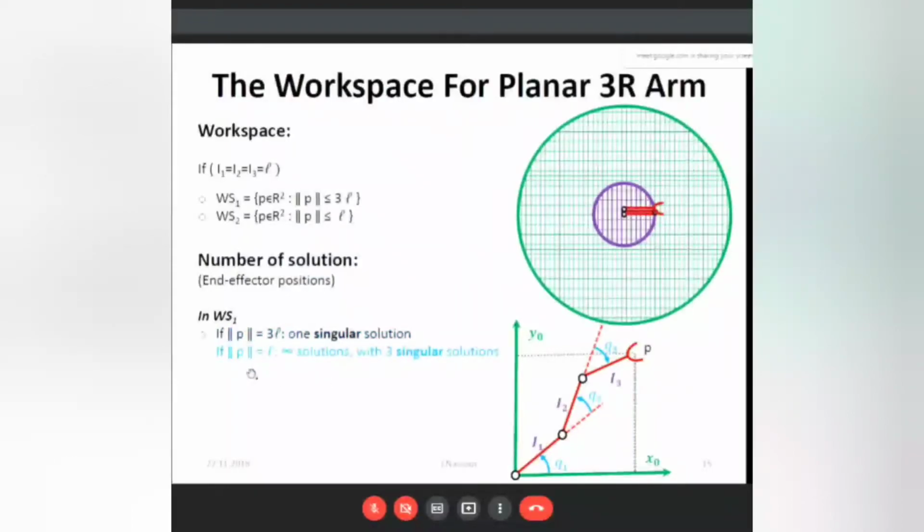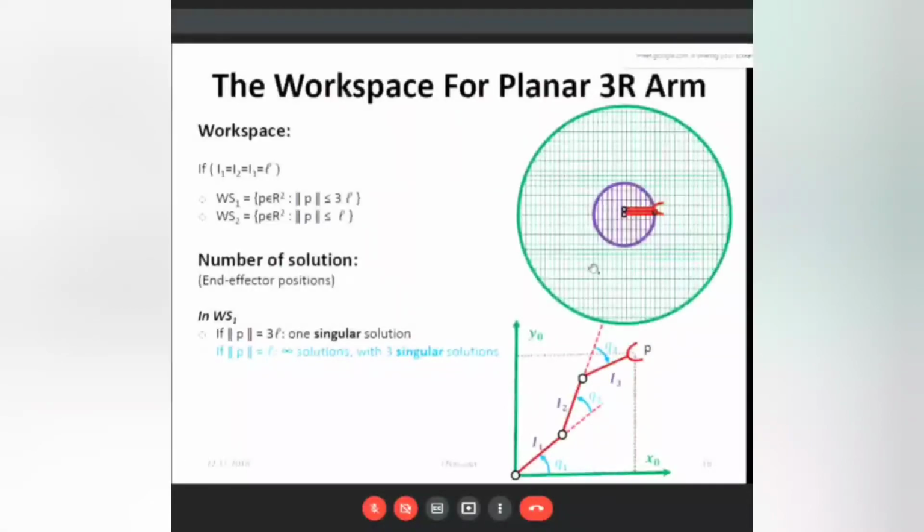So if the norm of P equals L, and now you fold all these links together, this will be your end effector here. So this will be your workspace now, and it is nothing but L. So there are infinite solutions with 3 singular points. Why is it infinite? Because this will move in this way, and if we move this also, then it will move inside. So it has infinite solutions with 3 singular points.